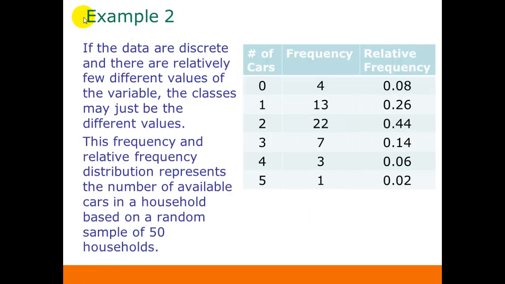Now sometimes we have discrete data and relatively few different values, and in that case we may just make the classes the different values of the data. So this frequency distribution here represents the number of available cars in a household based on a random sample of 50 households. And these were all of the values that were in the data. It just went from 0 up to 5. So it's easier just to make those values our classes. So here we're just going through and counting how many zeros there were, how many ones there were, and so on.